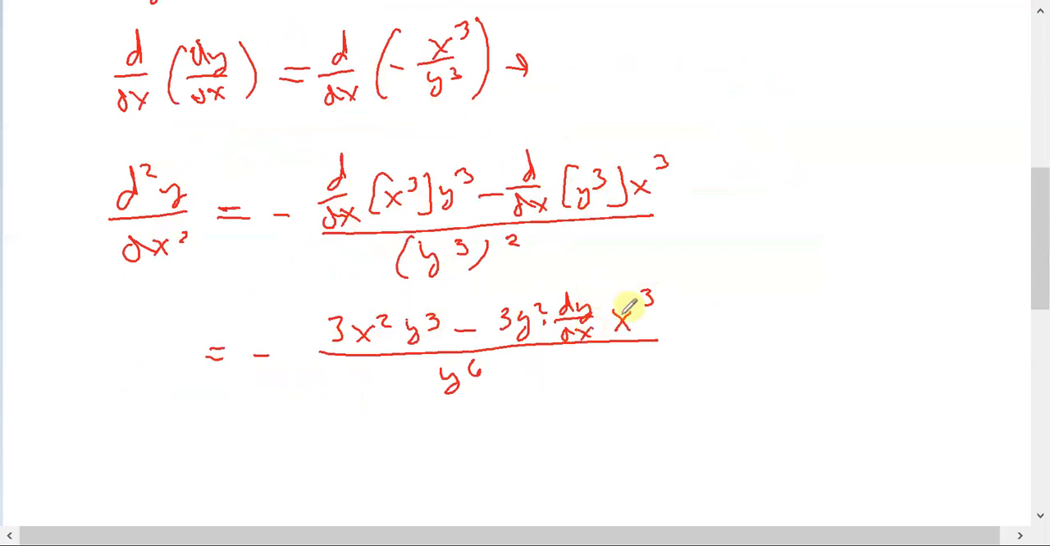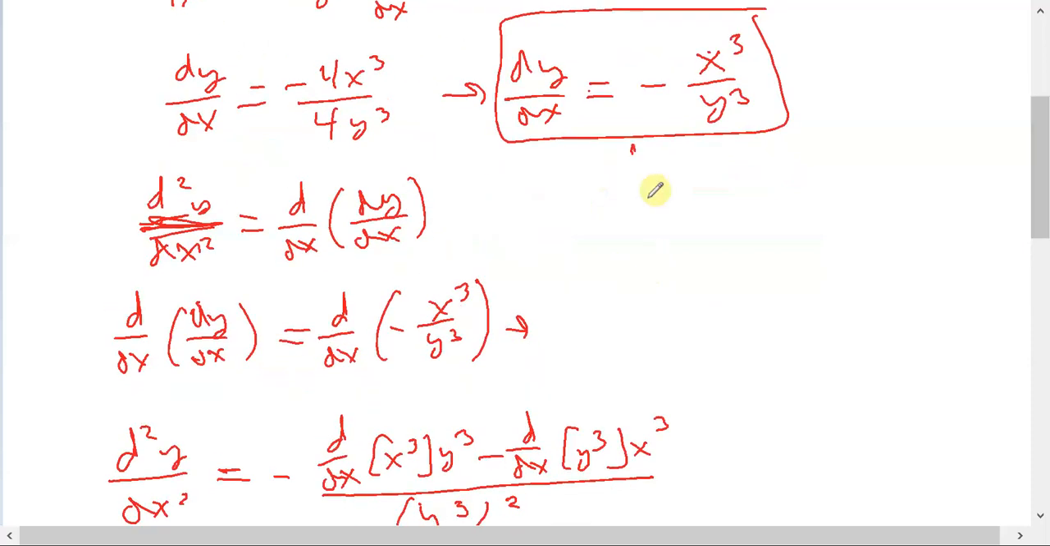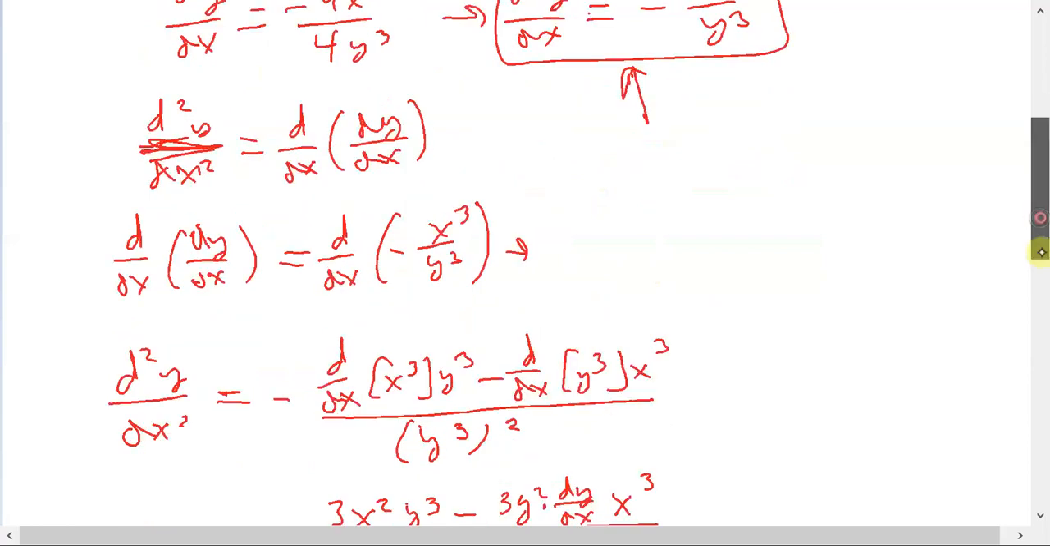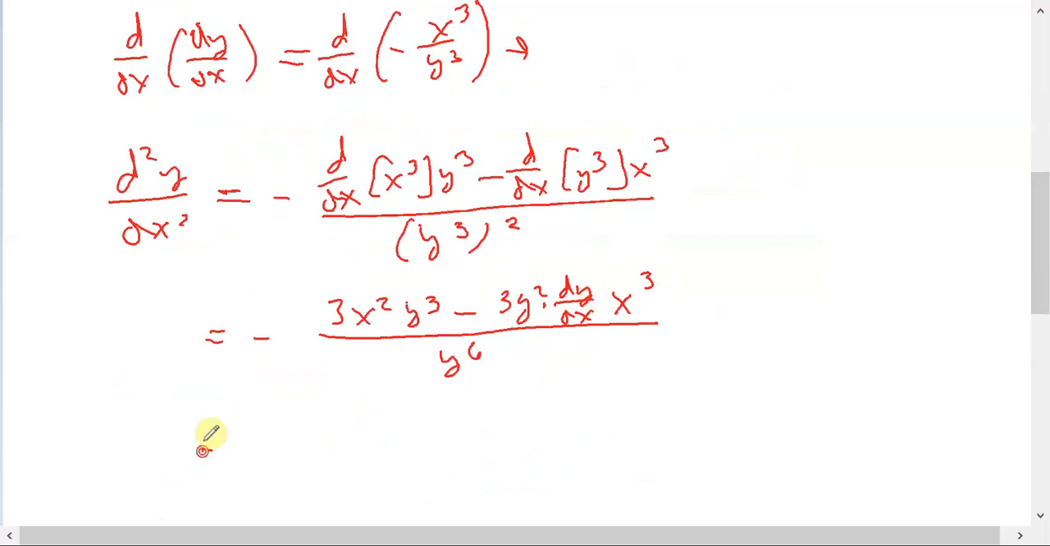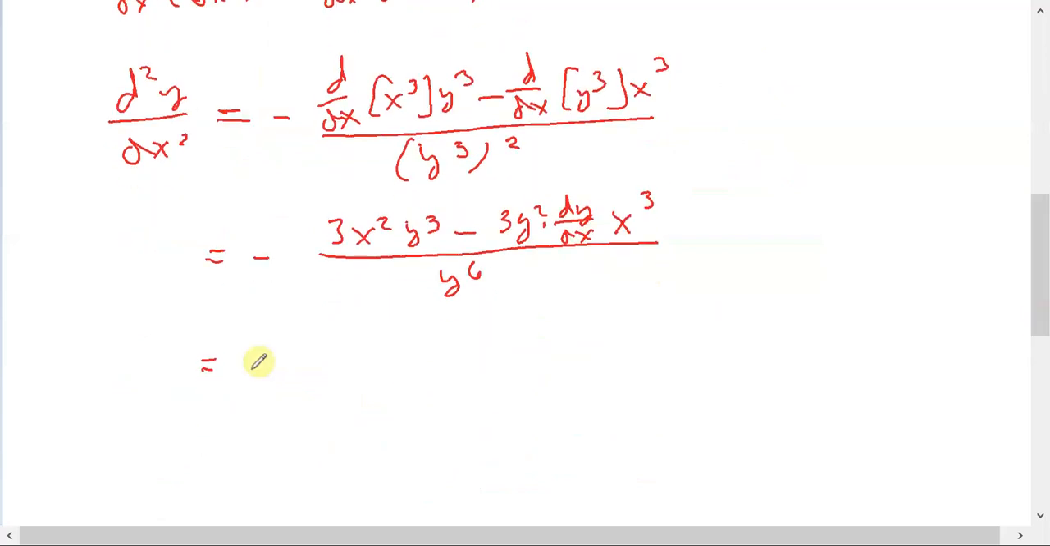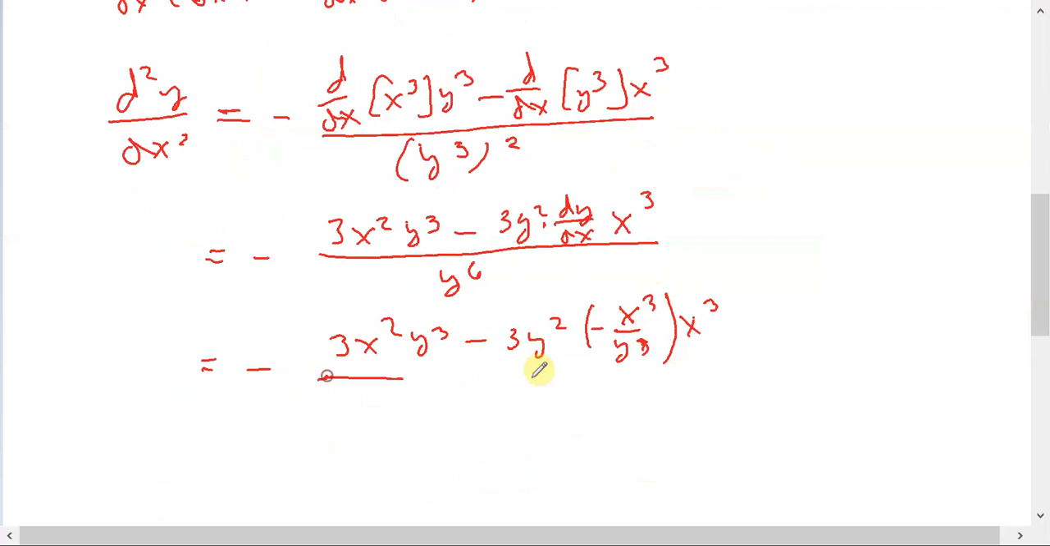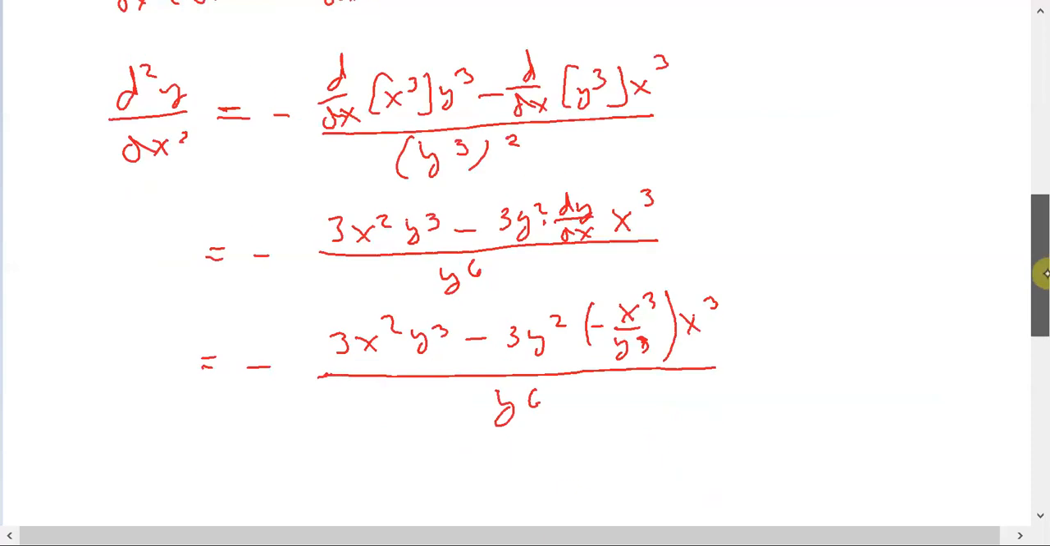So this dy/dx shows up again. But fortunately, we have a formula for dy/dx that we just came up with. So I'm going to replace dy/dx in this second derivative formula by what I know dy/dx is equal to. So this is going to be minus 3x squared y cubed minus 3y squared times dy/dx, which is minus x cubed over y cubed. That's a 3. And then that is all divided by y to the sixth. Let me make sure I got it right. Yes, x cubed over y cubed.